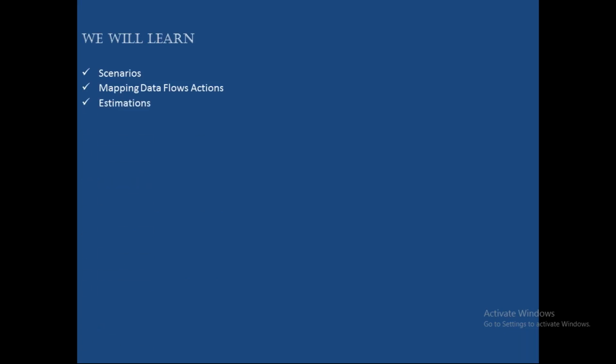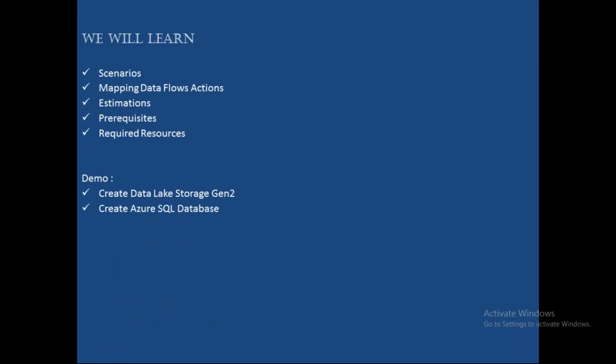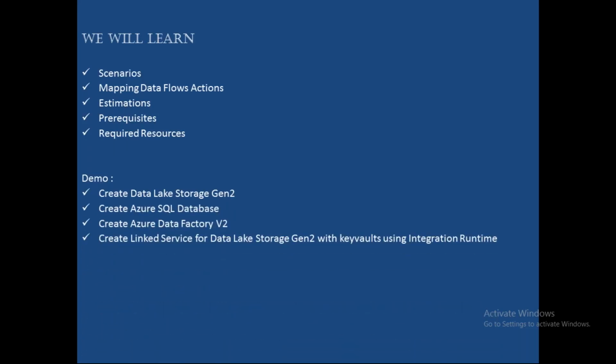So scenarios, mapping data flow actions, estimations, prerequisite and required resources, all these things, demo, create data lake storage Gen2, SQL database, data factory V2. I will create linked service for data lake storage Gen2. I will create linked service for Azure SQL DB, because today I'm creating 2 linked services. The reason is my source data, I will keep it in a data lake storage Gen2. My target data, my table, final data, I want to keep it in a SQL DB. Remember, okay?